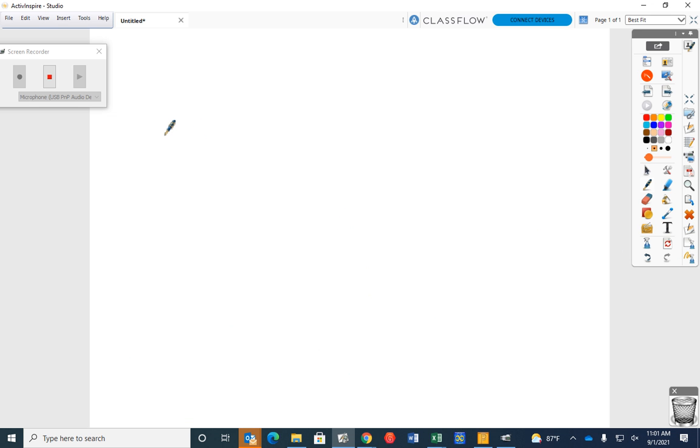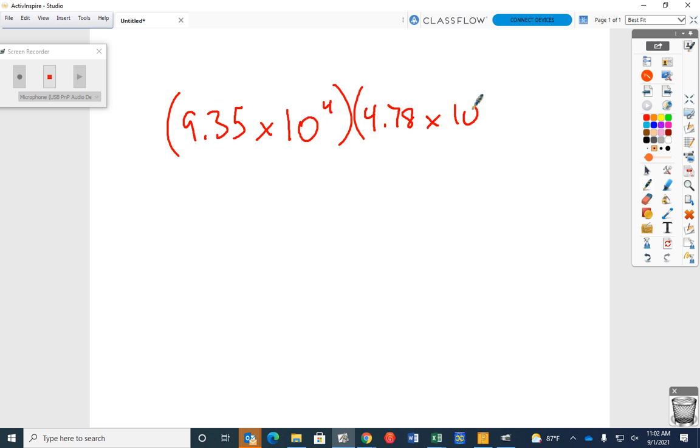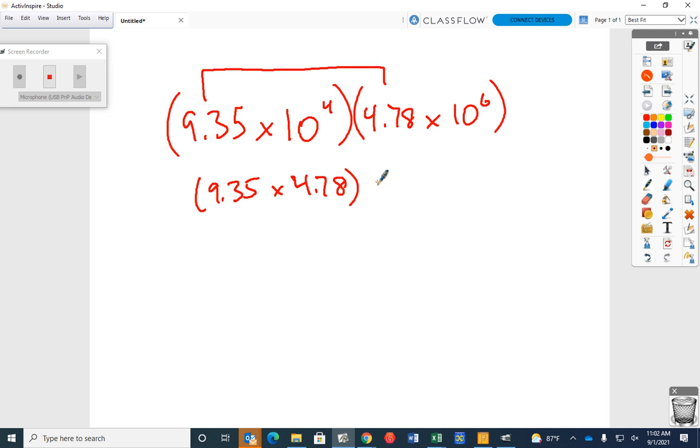So what if I gave you something like this? 9.35 times 10 to the 4th, and I'm going to multiply that times 4.78 times 10 to the 6th. What's the first thing I'm going to do here? Separate the 9.35 from the 4, so I'm going to multiply these two. 9.35 times 4.78. Somebody who did that, tell me what you got. 44.693.